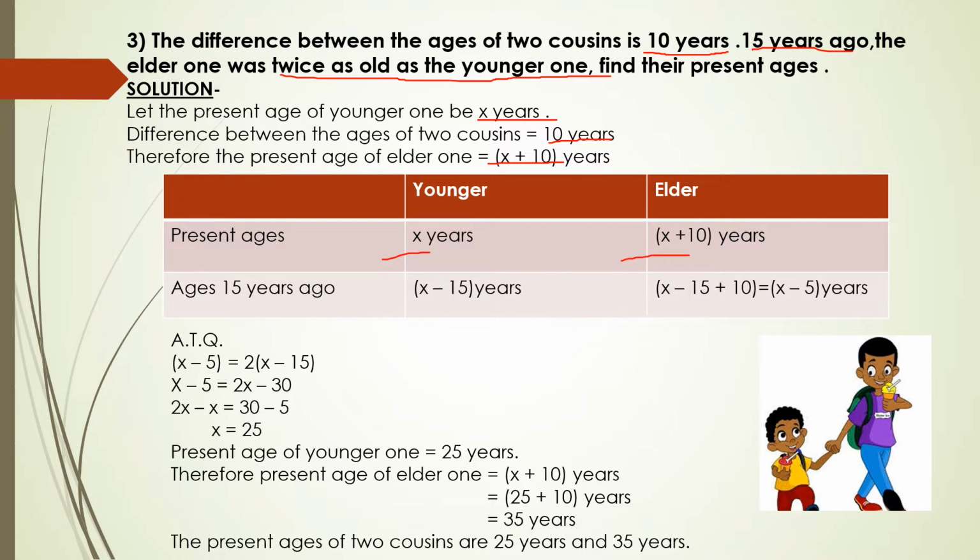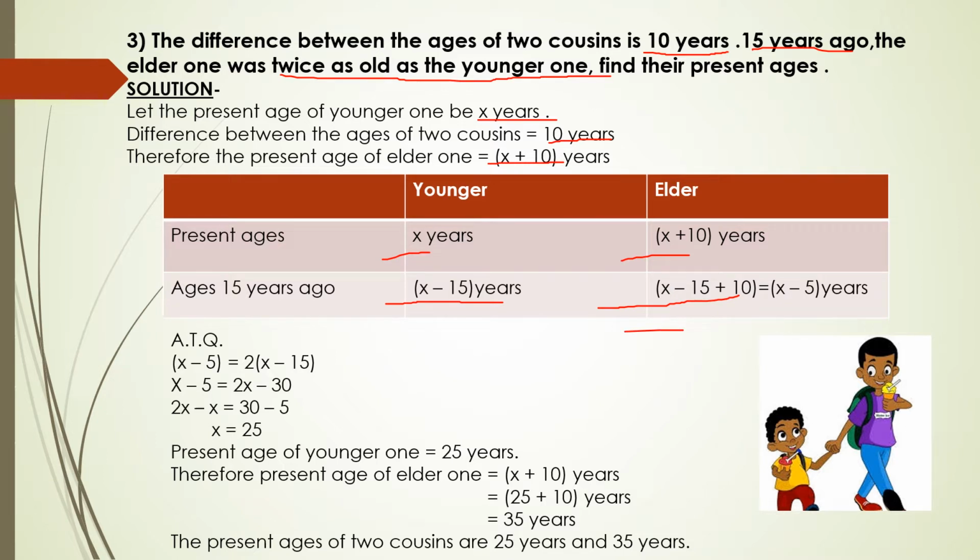Ages 15 years ago. Children, go back 15 years means in the past. So we subtract 15 years from their ages. The younger one's age would be x minus 15 years and the elder one's age would be x minus 15 plus 10, that is x minus 5 years.